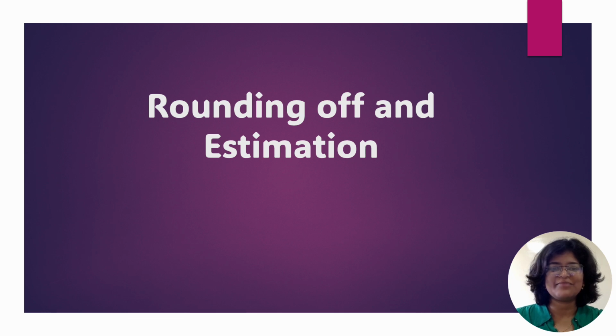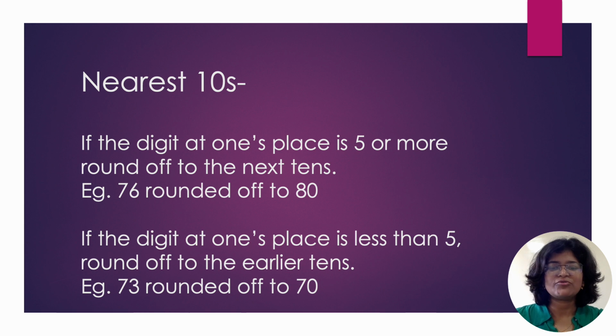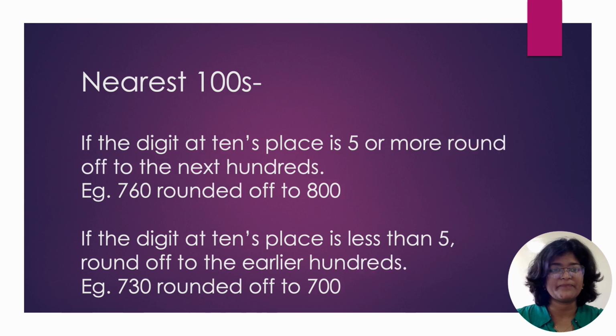Rounding off an estimation. How do we round off to the nearest tens? If the digit at ones place is 5 or more, we round off to the next tens, like 76 would be rounded off to 80. If the digit at ones place is less than 5, we round off to the earlier tens, so 73 will be rounded off to 70.